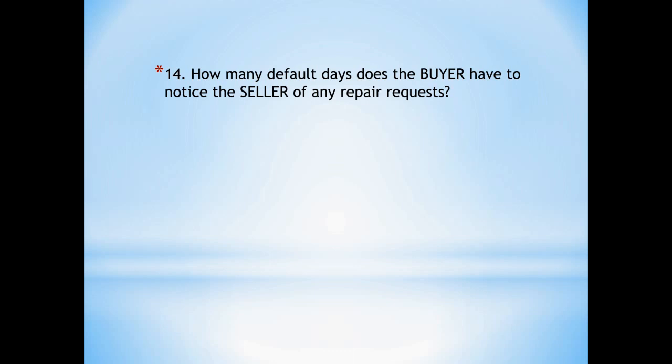So number 14. This is a fill in the blank. And I want you guys to think about this in terms of the three main contracts that we use in real estate, and that's the FAR/BAR as-is, the FAR/BAR 4, and the CRISP 14. So how many default days does the buyer have to notice the seller of any repair requests?